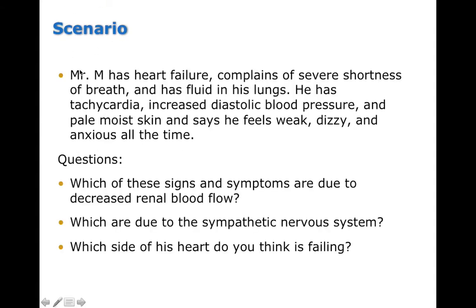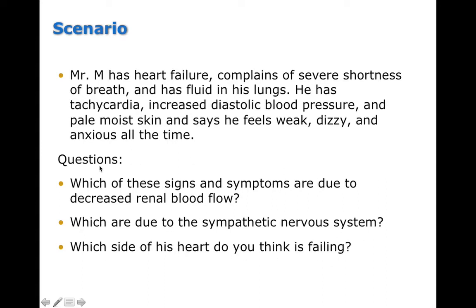Now, this next scenario here says Mr. M has heart failure, complains of severe shortness of breath, and has fluid in his lungs. He has tachycardia and increased diastolic blood pressure, and has pale, moist skin, and says he feels pretty weak, dizzy, and anxious. So the question here says, which of these signs and symptoms are due to a decrease in renal blood flow, which are due to the sympathetic nervous system, and which of his hearts do you think is failing?